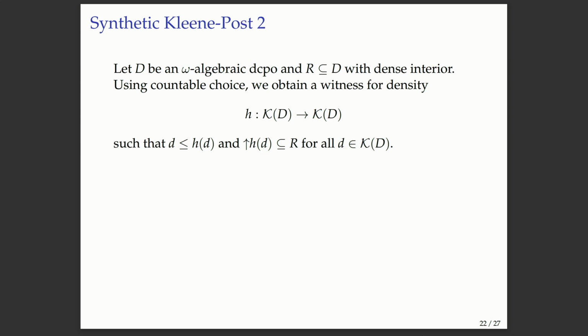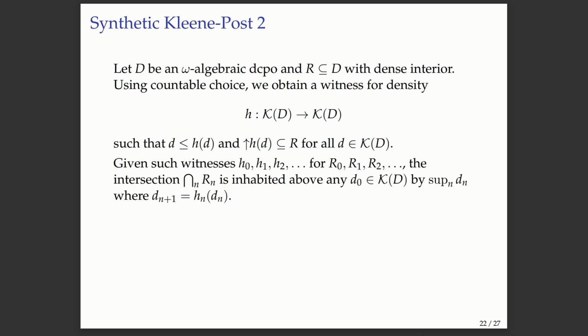Once you have this H, you know that the interior of R is dense, because you take your element X, there's some compact below it, and you find this H of D. It's immediate. So this is another way to say that you have a set with a dense interior: that you have a map like that. Now suppose, let's prove the Kleene-Post.